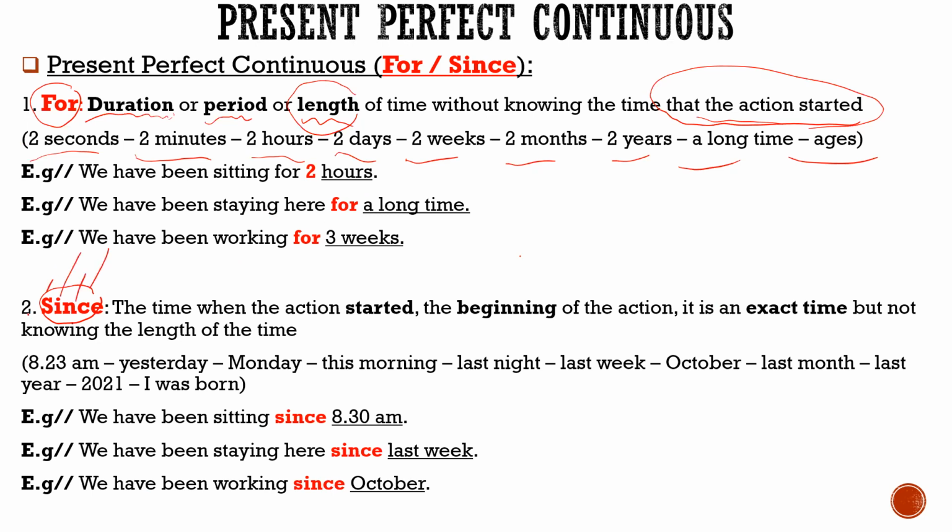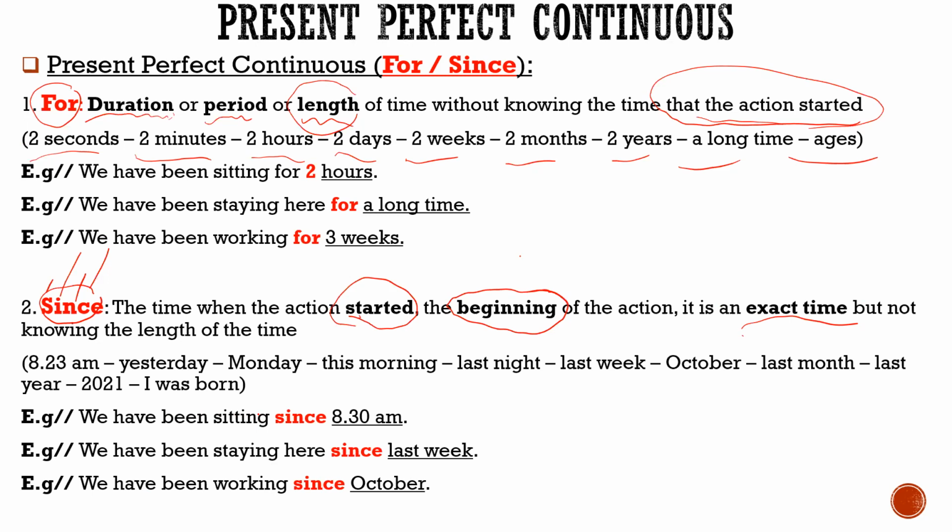Okay, like this. What about since? When do we use since? Since is the time when the action started. You know when the action started. Yani, you talk about the beginning of the action, exactly when it started. For example, we have been sitting since 8:30 a.m. For how long? How many hours? I don't know. But when did you start? At 8:30 a.m. This time with since, I know when I started, but I don't know how long.